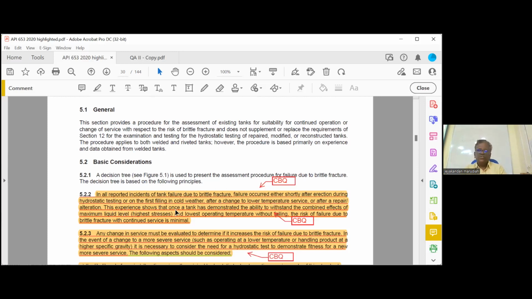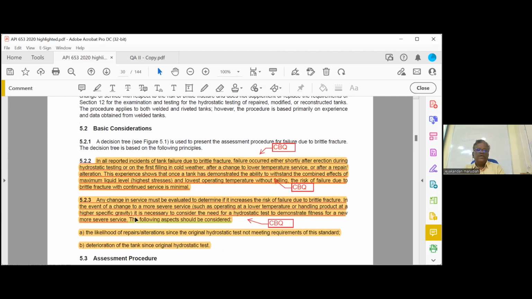This experience shows that once a tank has demonstrated the ability to withstand the combined effect of maximum liquid level and lowest operating temperature without failing, the risk of failure due to brittle fracture with continuous service is minimal. It will not fail in service.